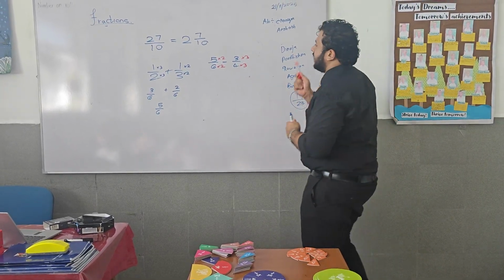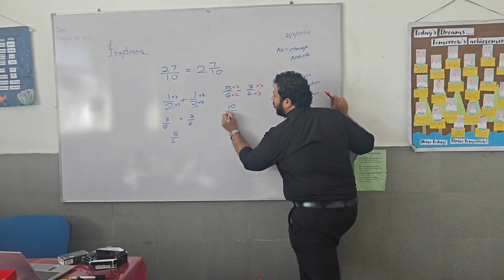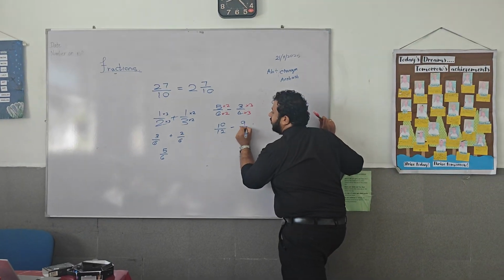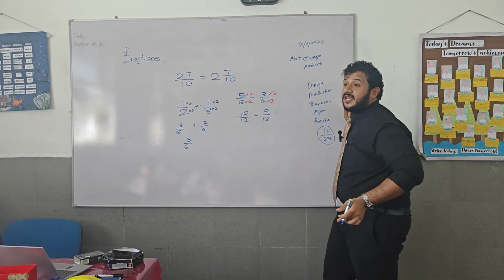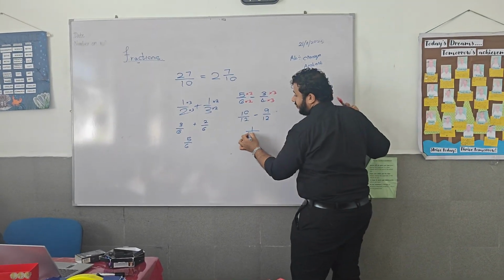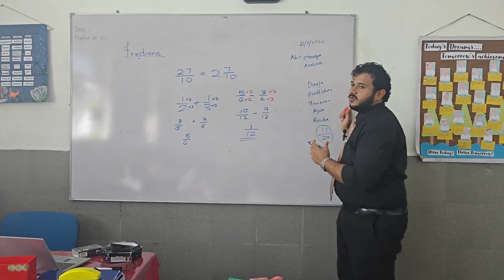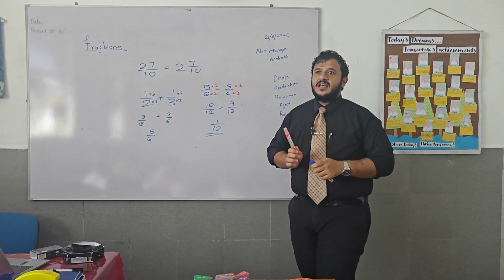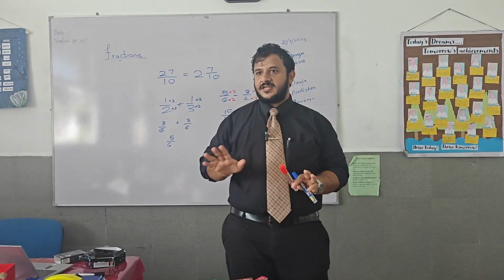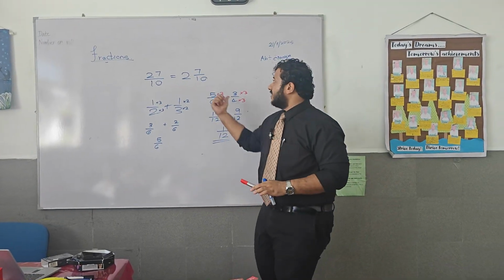That will give me what, Pute? 10 over 12, take away 9 over 12. 10 take away 9? 1. 1 over 12. There we go. That is what we do with addition and subtraction with fractions. All good, everybody? Quickly write this down, Pute.